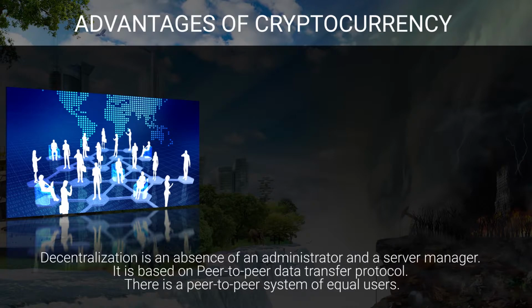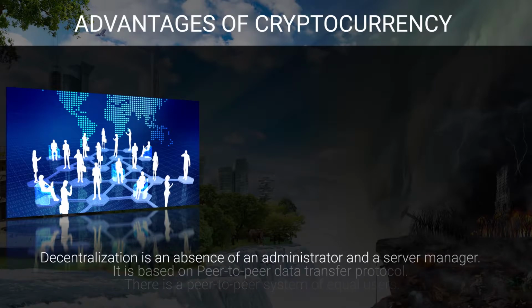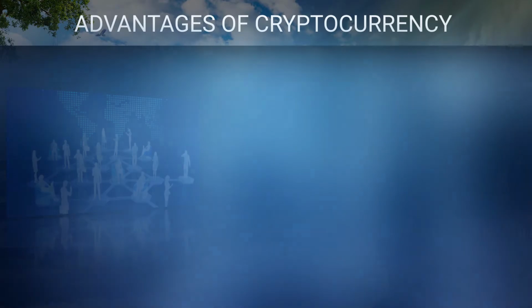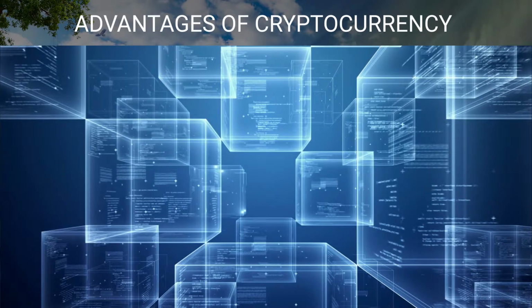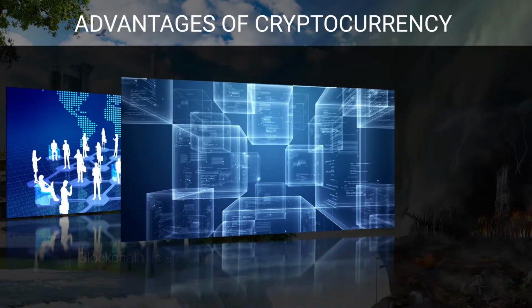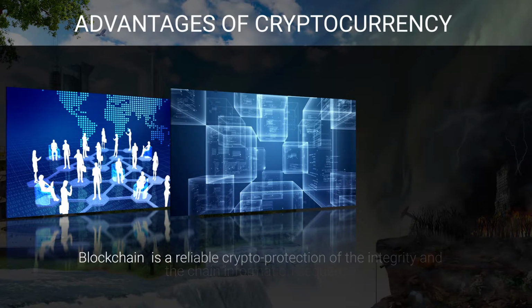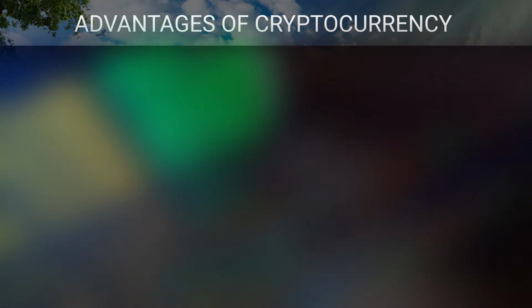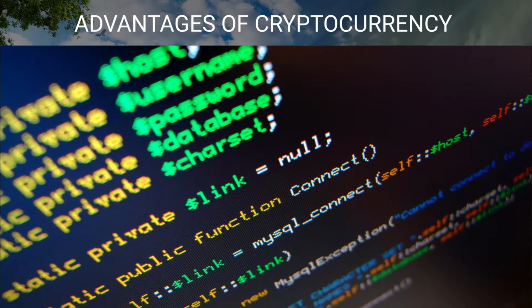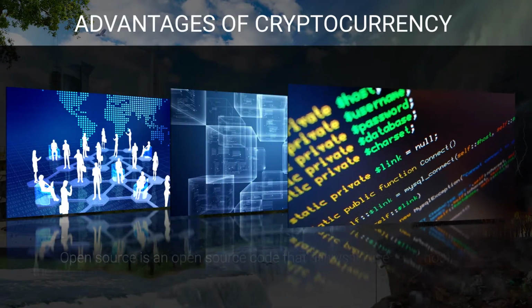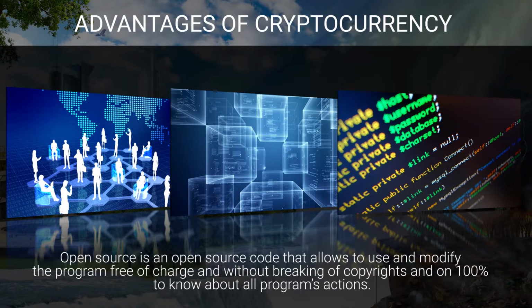Decentralization is an absence of an administrator and a server manager. It is based on a peer-to-peer data transfer protocol. There is a peer-to-peer system of equal users. Blockchain is a reliable crypto protection of the integrity and the chain information sequence. Open source is an open source code that allows you to use and modify the program free of charge and without breaking copyrights, and to know 100% about all the program's actions.